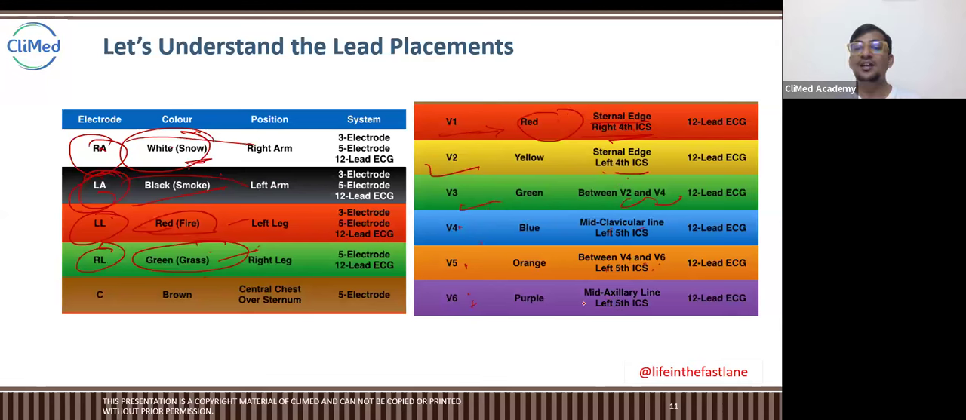Then anterior axillary and then mid axillary. Okay, anterior axillary and mid axillary. So this is the orange one, purple one, blue one, green one, yellow one, red one. Okay, so these are the different types of leads, or different types of electrodes, so you can easily understand by the color which one to put where.